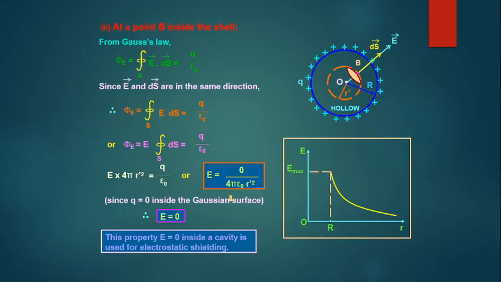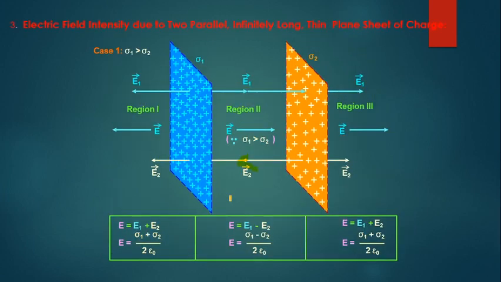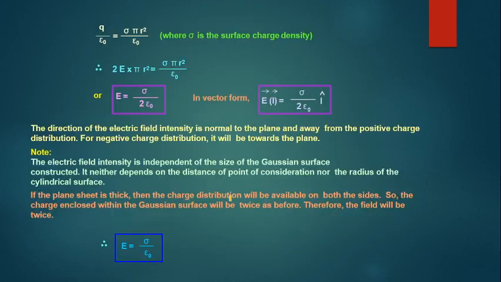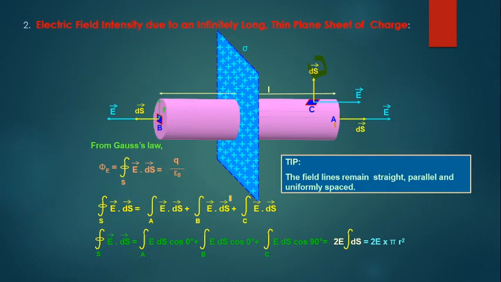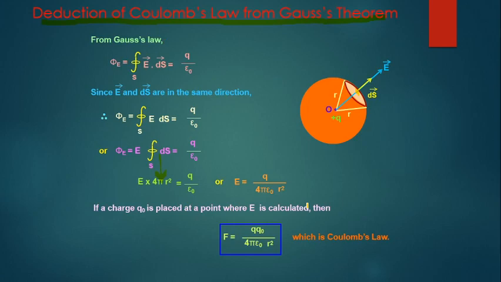So this is the end of the lesson. In this lesson, we discussed what the Gauss theorem is, electric flux, and applications of the Gauss theorem, and also we derived Coulomb's law from the Gauss law or Gauss theorem. So this is a very easy and useful lesson in this unit.